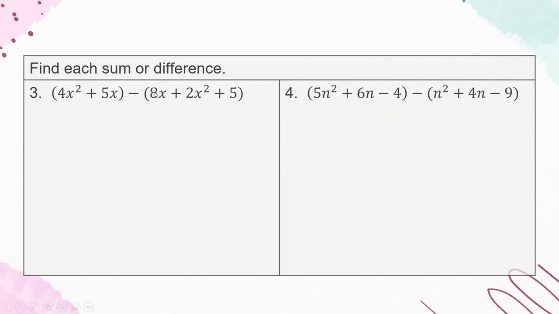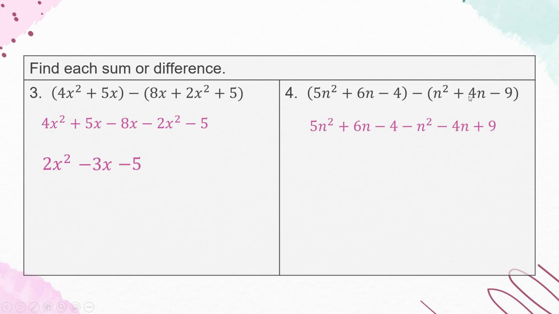Now we're subtracting. Remember that subtract means to add the opposite. So we're subtracting this entire polynomial. So I like to make everything after that subtraction sign that was in the parentheses become the opposite sign. And now I can combine like terms. 4x squared and negative 2x squared combine to give us 2x squared. 5x minus 8x is minus 3x. And then we bring down that minus 5.